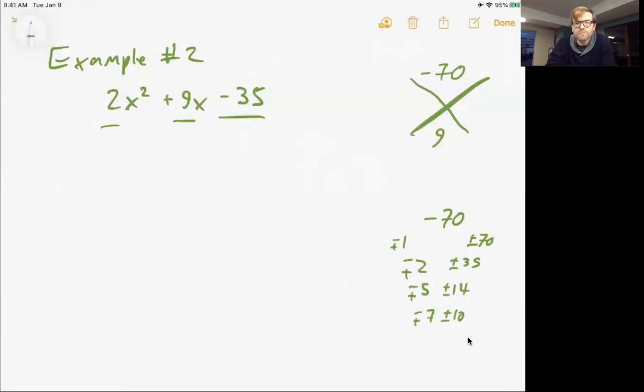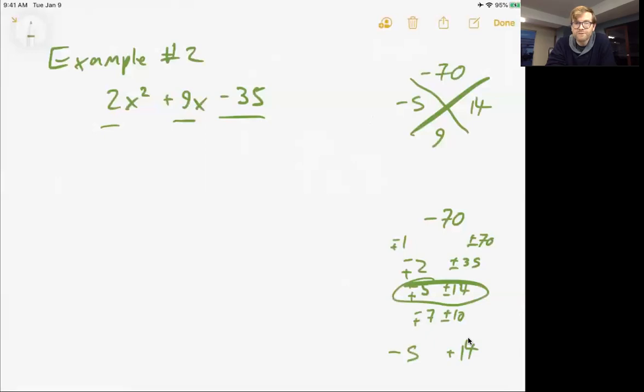And if we go through these, remember, we're looking for a pairing of these that sum to 9. So let's take a look. I think I found it in here. Looks like positive 14 and negative 5, if we sum those together, it would be 9. So we've found the ones we're looking for.